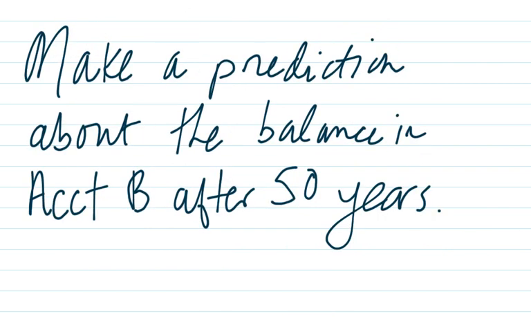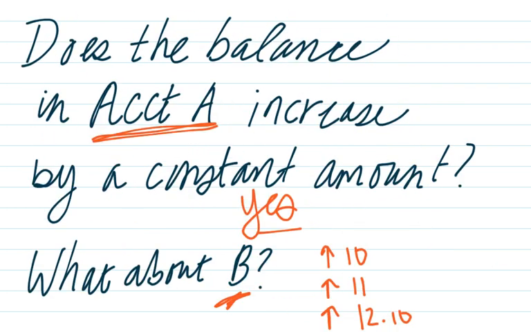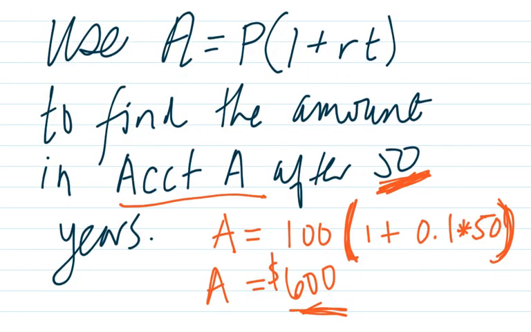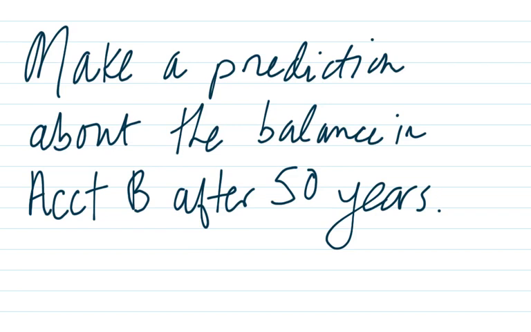But let's make a prediction about the balance in account B after 50 years. Take a couple seconds to think about it, and think about how much you think will be in account B after 50 years. Is it going to be greater than 600? We might feel that way because of what we saw in even just the first 3 years. But how much more do you think it's going to be? Do you think it's going to be $700? Do you think it's going to be $1,000? Do you think it's going to be $1 million? Think about it and write down a prediction.